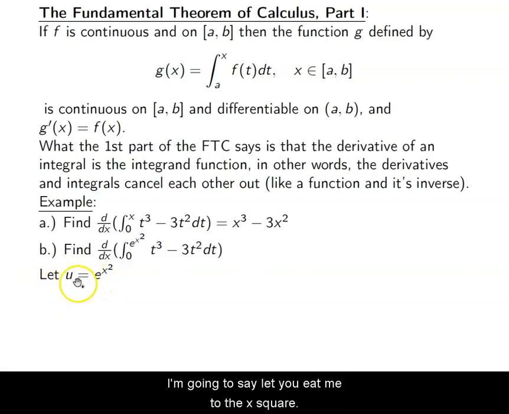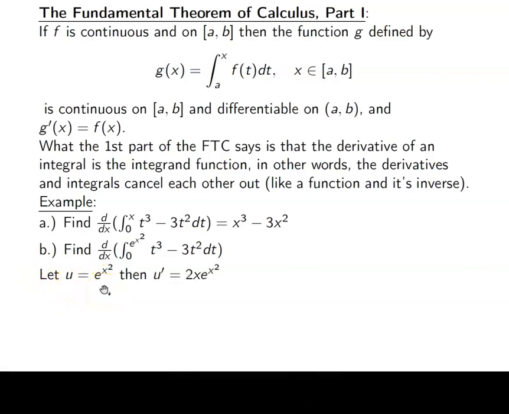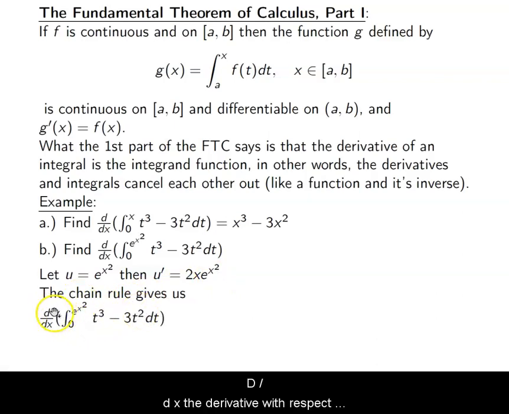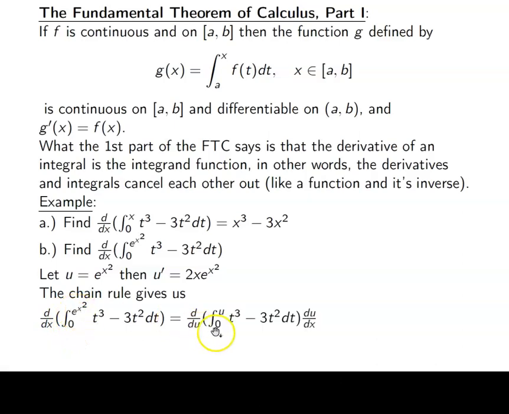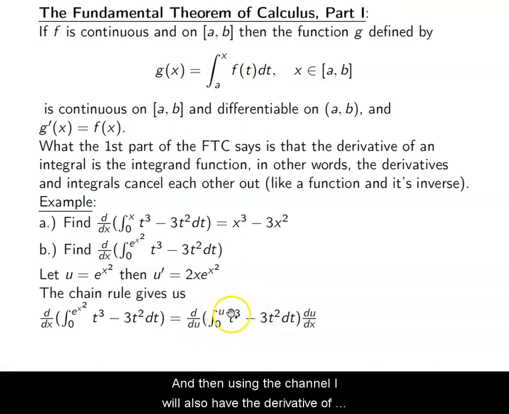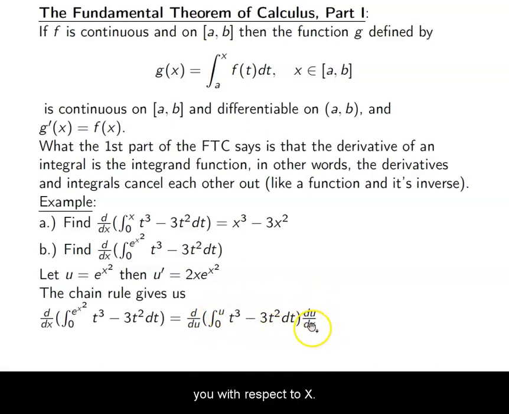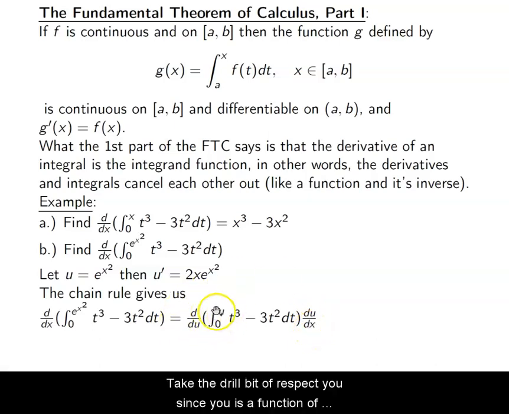So let u equal e to the x squared. Then u prime, the derivative of u with respect to x, is 2x e to the x squared. Using the chain rule, d over dx, the derivative with respect to x of this integral, will turn into d over du of the integral from 0 to u of the same function. And then, using the chain rule, I will also have the derivative of u with respect to x. So I take the derivative with respect to u.